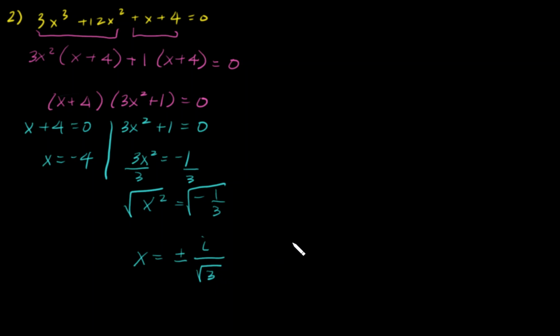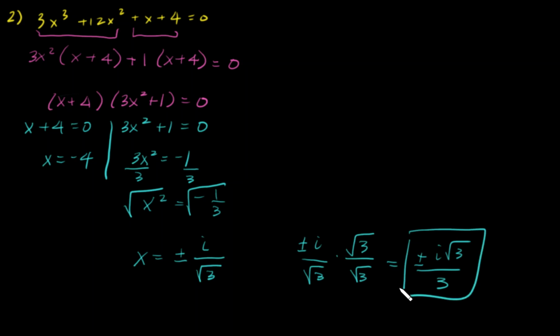If you use the quadratic formula, or if you rationalize this, which we're going to learn in the next unit, then you have plus or minus i square root of 3 times square root of 3. You can't have a radical in the denominator, so it's plus or minus i square root of 3 over 3, which is the same answer as this.